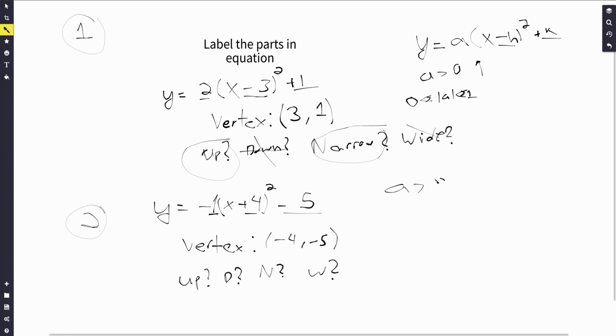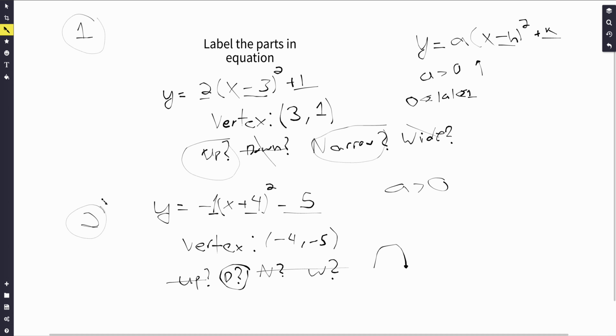So a is greater than 0. Does that apply? Is our a bigger than 0? Negative 1 is not bigger than 0. So it does not open up, so it does open down. Now, is it narrow or wide? It's actually none of these, because the a value is just the same. It doesn't fit any of the requirements. It's not greater than 1, and it's not in between 0 and 1. So it's actually just like a normal downward opening parabola.